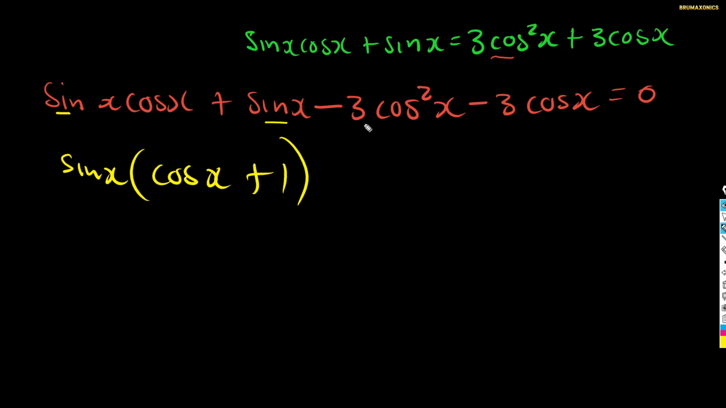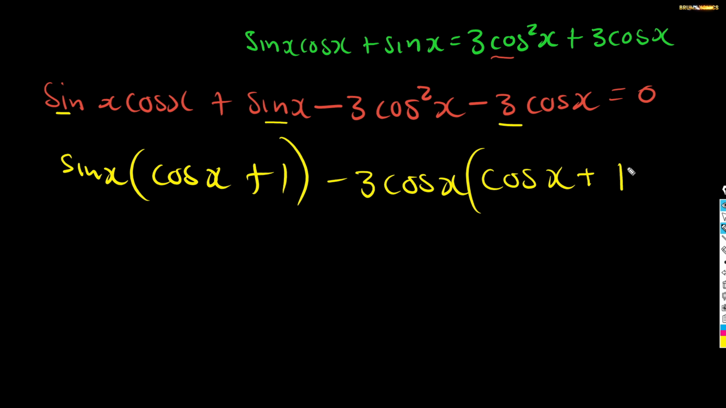And then here, what can I take? I can take maybe negative 3. Can I take negative 3? Yes. So I'll say negative 3 with a cos of x into cos of x, and then this will be positive 1. And this is equal to 0. So that when we multiply in this one, we'll get a negative 3 cos x, right?